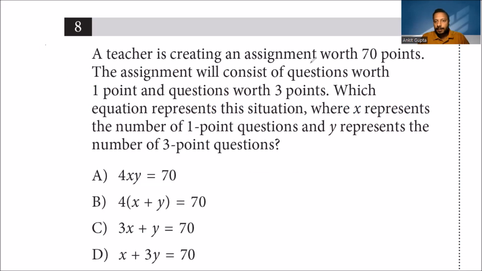A teacher is creating an assessment worth 70 points. That means the total points are 70. The assessment will consist of questions worth 1 point and questions worth 3 points. So some questions will have 1 point, some questions will have 3 points. Which equation represents this situation, where x represents the number of 1-point questions? So that means the number of 1-point questions multiplied by the points, which is 1. And y represents the number of 3-point questions. That means the number of 3-point questions multiplied by the points, which is 3, will give us the total points corresponding to 3-point questions.